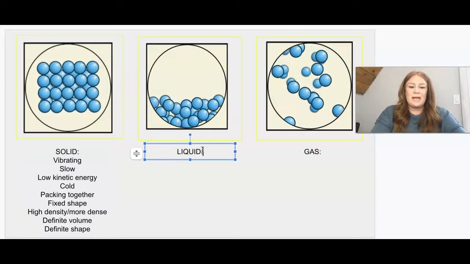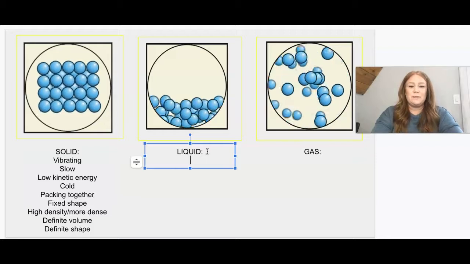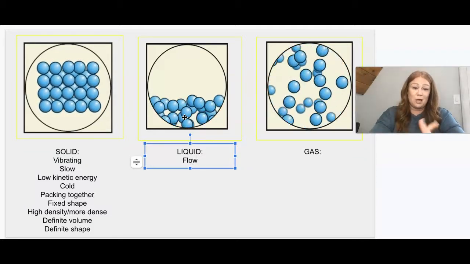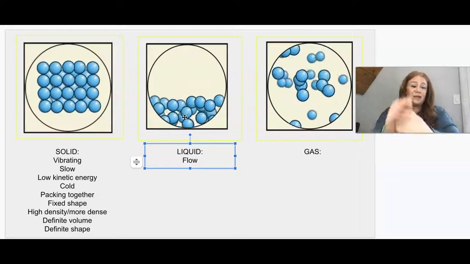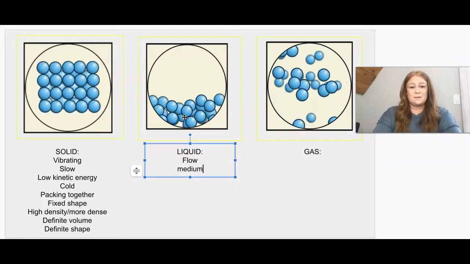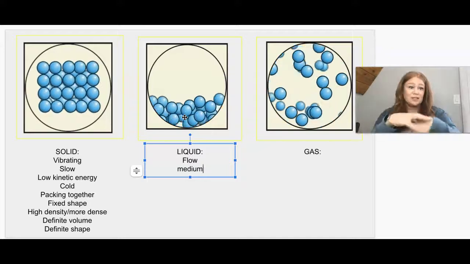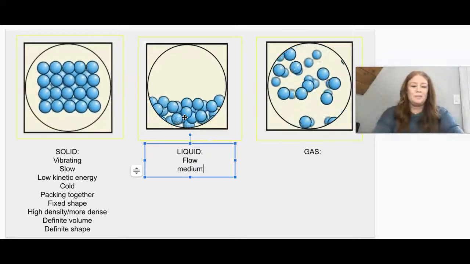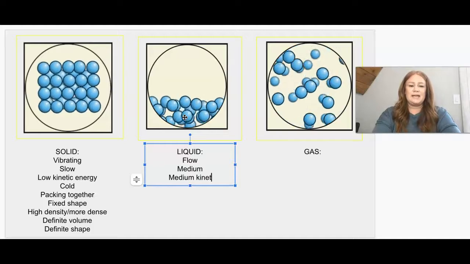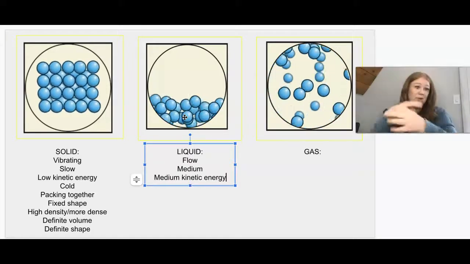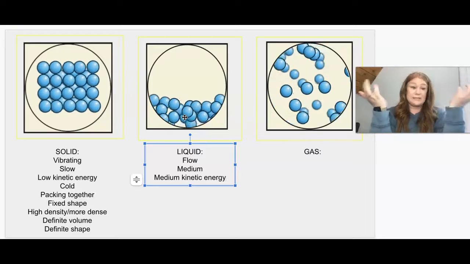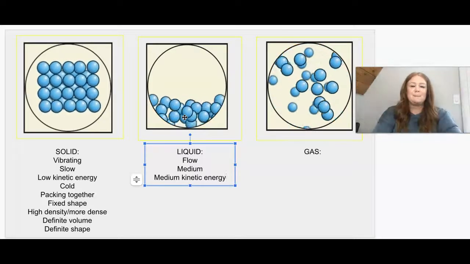So now let's talk about a liquid. Liquids, we can see, flow. They're just kind of moving, and they move at a medium speed. Not super fast, not super slow. They just go with the flow. So they have a medium kinetic energy. They're moving, and they're going. And if you look, sometimes we can even see how they move around.